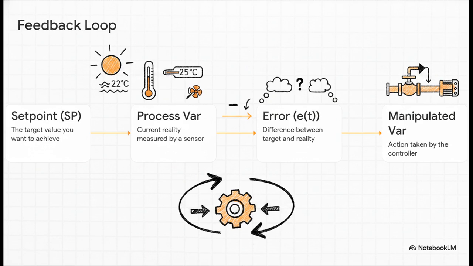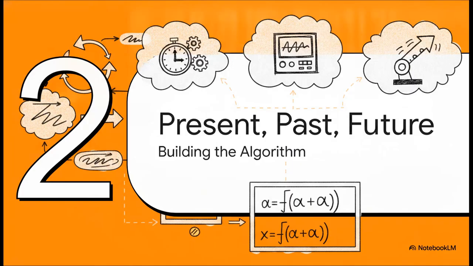And finally, the manipulated variable, or MV. This is the controller's actual action, like opening a chilled water valve by 45%. The whole shebang basically revolves around the controller continuously looking at the error and then adjusting the manipulated variable to change the physical world. Moving right along to section 2, present, past, and future, building the algorithm.